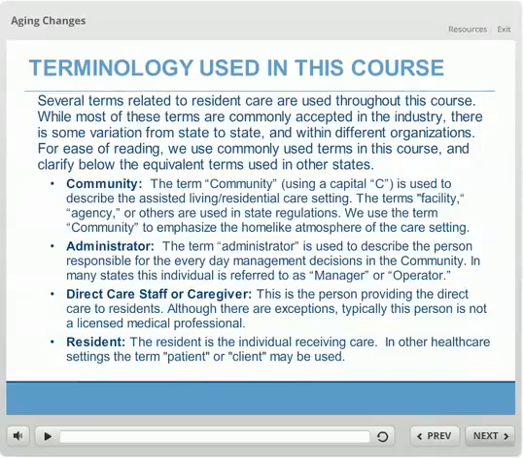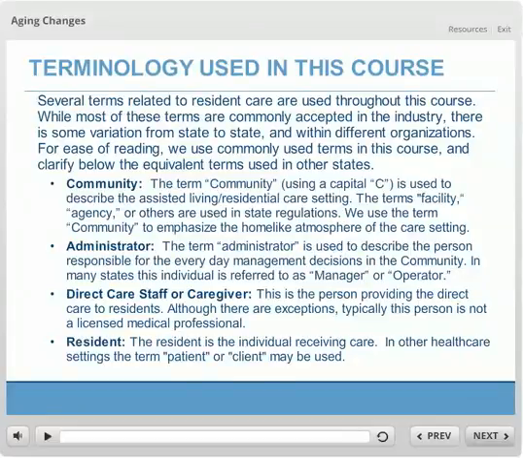Community. The term community, using a capital C, is used to describe the assisted living or residential care setting. The terms facility, agency, or others are used in state regulations. We use the term community to emphasize the home-like atmosphere of the care setting.